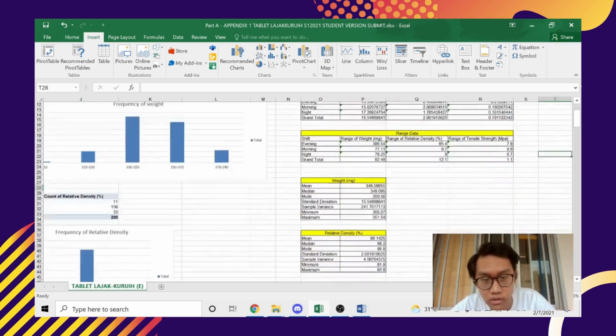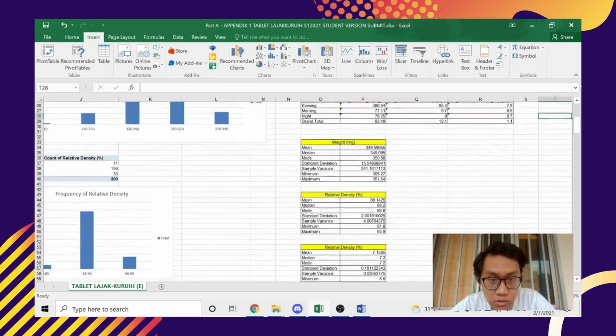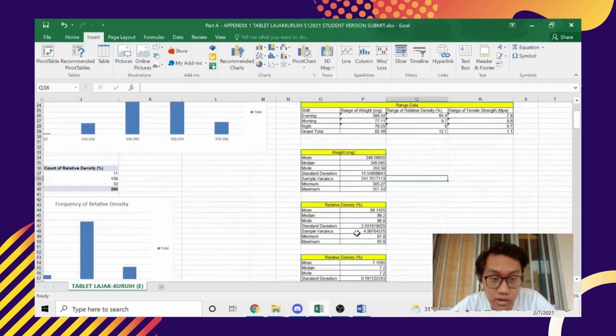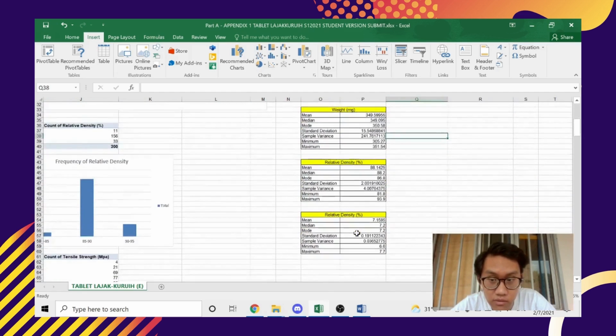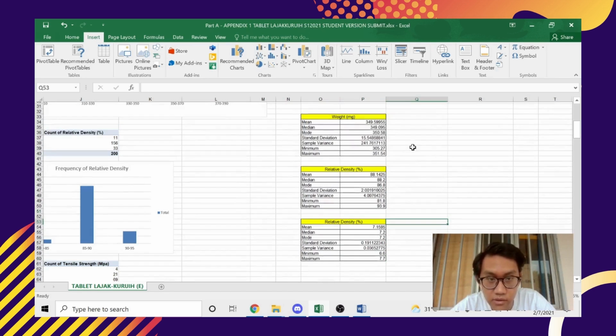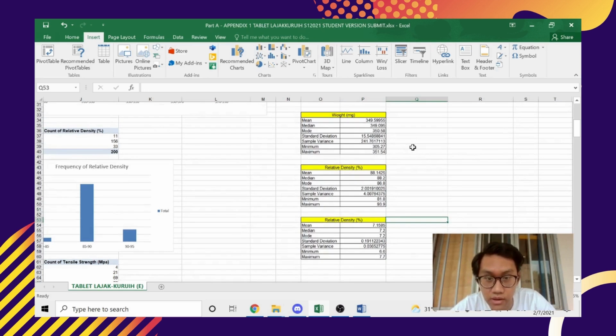But that's not all. We also managed to collect the median, the mode, the standard deviation, the sample variance, minimum, and maximum data, all by using Excel formula. This is for weight, this is for relative density, and this is supposed to be for the tensile strength. I'm sorry for the typo over there. But yes, these are the collected data, and that's all for part A.